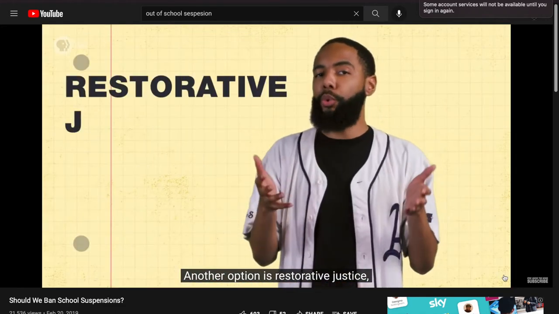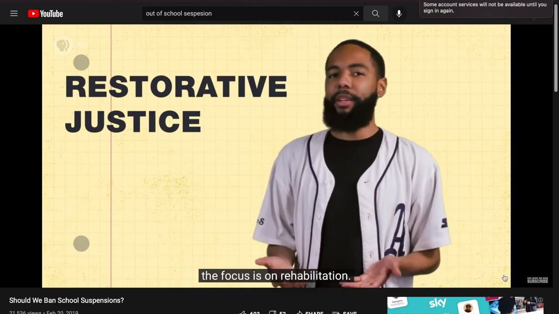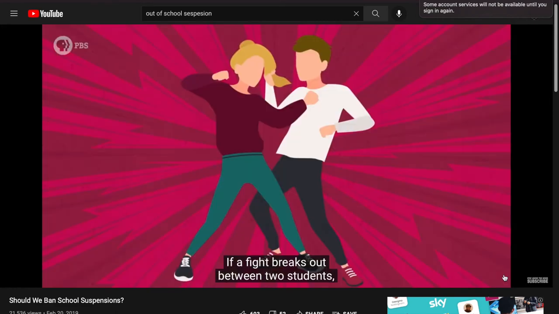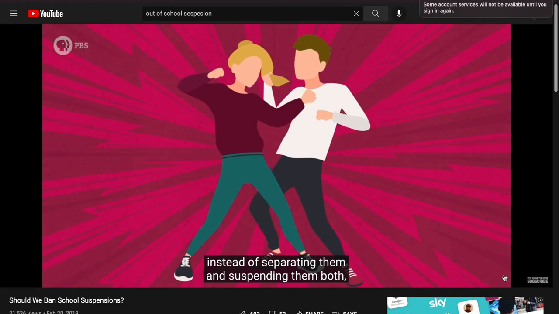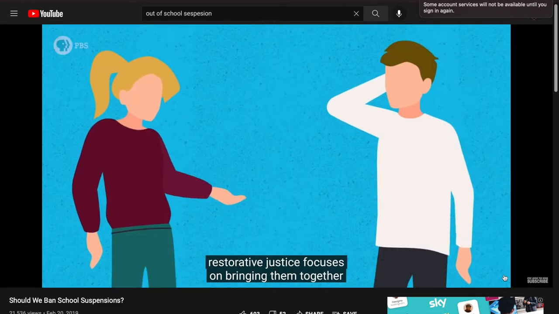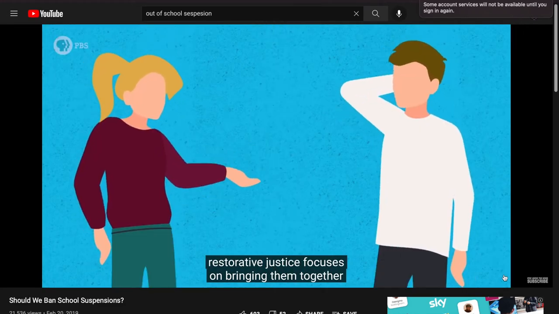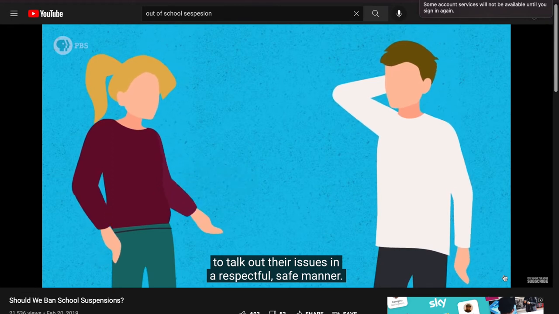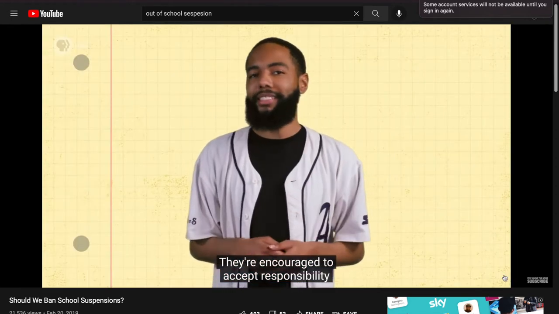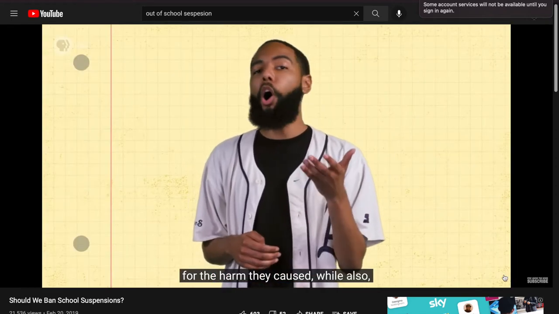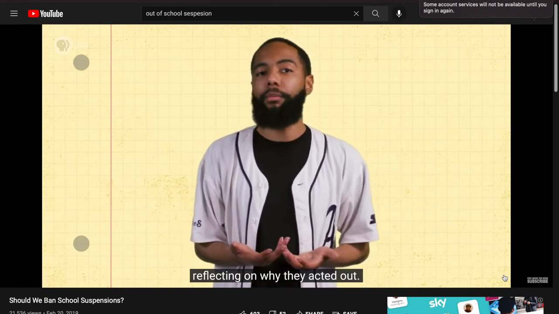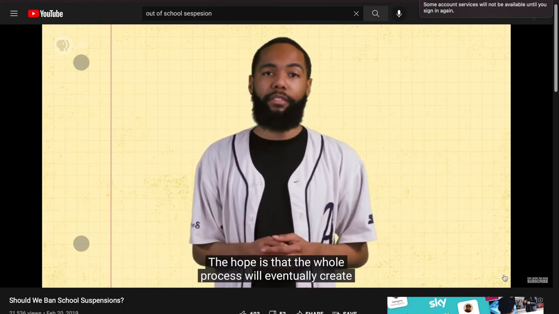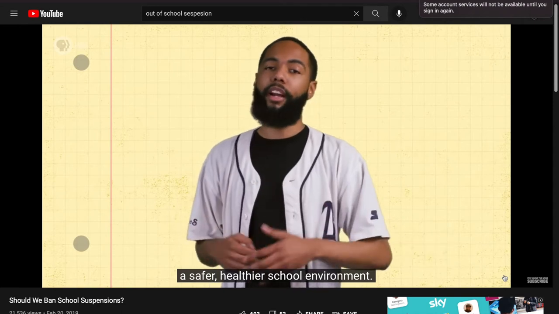Another option is restorative justice, where instead of punishment, the focus is on rehabilitation. If a fight breaks out between two students, instead of separating them and suspending them both, restorative justice focuses on bringing them together to talk out their issues in a respectful, safe manner. They're encouraged to accept responsibility for the harm they caused, while also reflecting on why they acted out. The hope is that the whole process will eventually create a safer, healthier school environment.